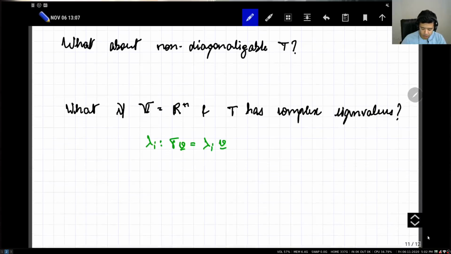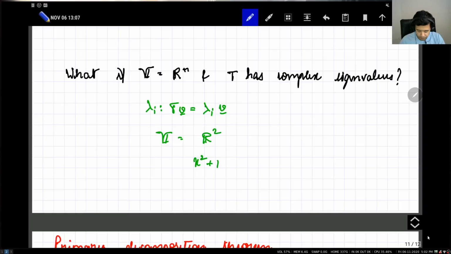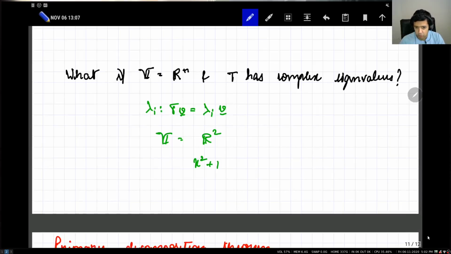So in particular, if the vector space is R2, and let us suppose that we have a matrix whose characteristic polynomial is, say, x squared plus 1, then this is not really diagonalizable over R2, right? Because we know that it is diagonalizable over C2, the field of complex numbers, because the eigenvalues are plus i and minus i, but it is not diagonalizable over R.